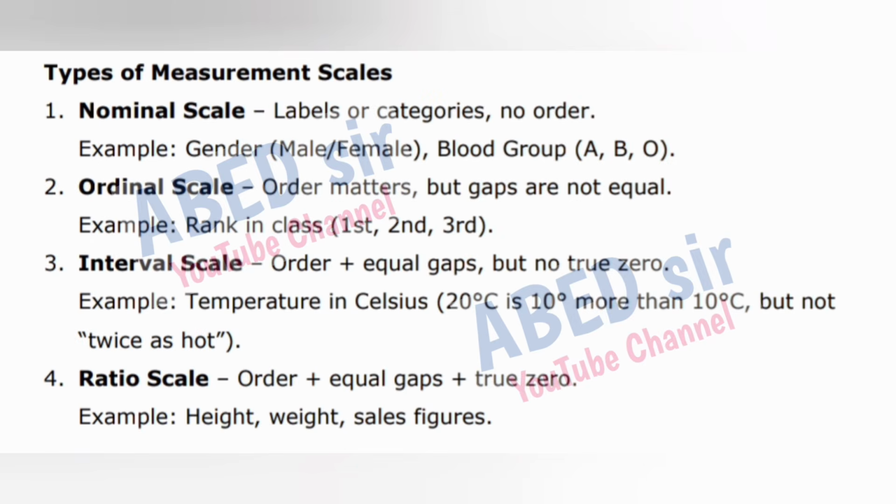3. Interval scale, order plus equal gaps, but no true zero. Example: temperature in Celsius, 20 degrees Celsius is 10 degrees more than 10 degrees Celsius, but not twice as hot. 4. Ratio scale, order plus equal gaps plus true zero. Example: height, weight, sales figures.